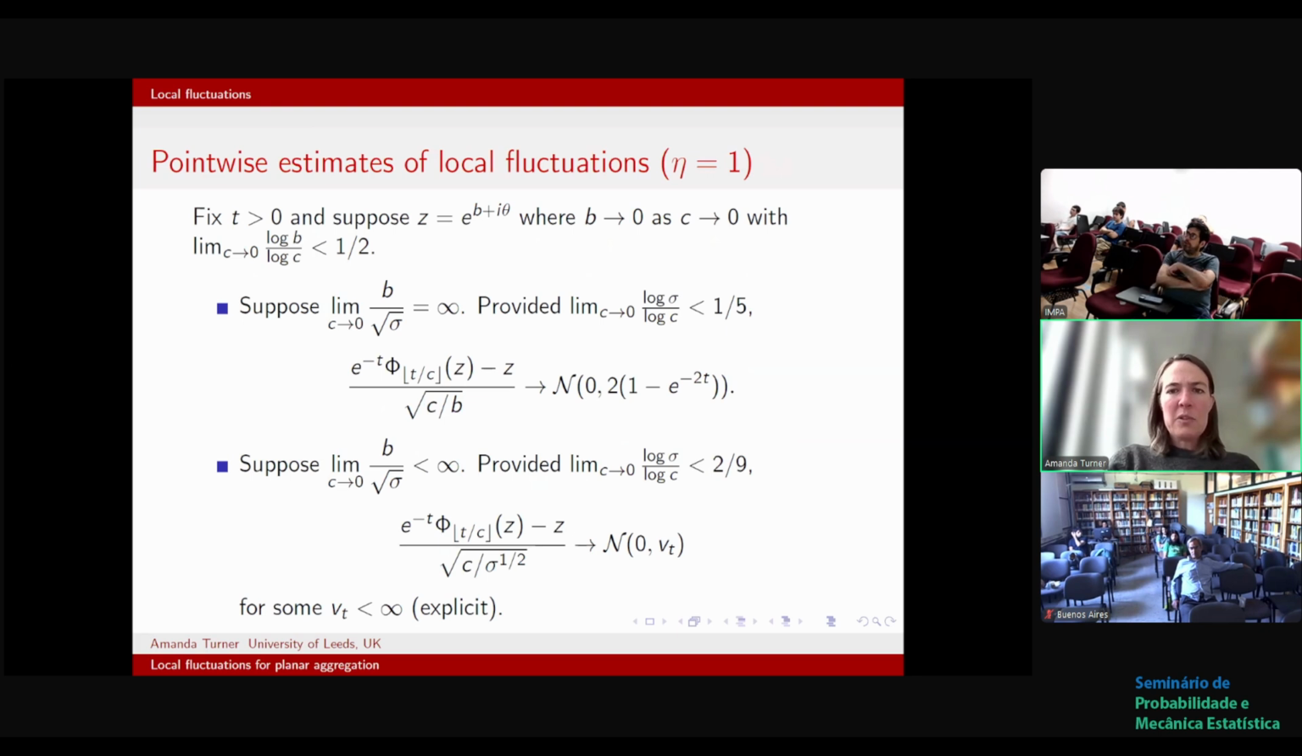What about the eta equals 1 case? Well, it won't surprise you that this starts to again behave very, very differently. And in fact, we find that we have 2 subcases, which we really hadn't expected when we started this program.